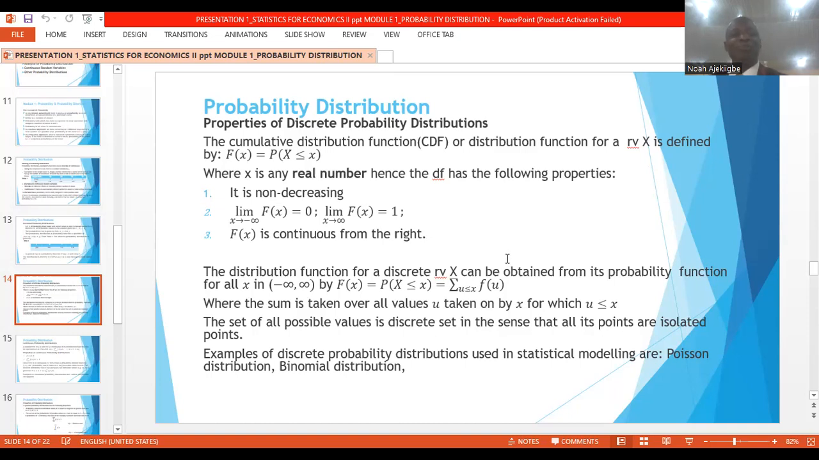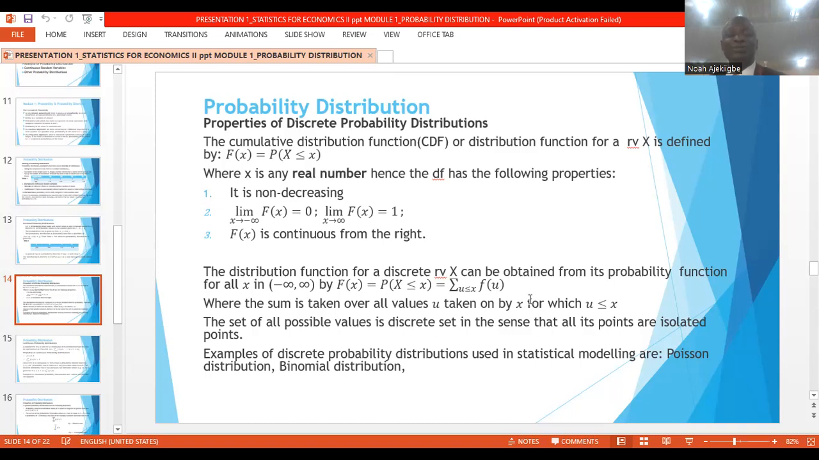I'll give you an example of this in the course of the study, in the sense that probability cannot be negative. So where x is any real number, the distribution function has the properties that we have mentioned. X is a real number, and can be an integer, for instance. Now, the distribution function for a discrete random variable x can be obtained from its probability function for all x between minus infinity and plus infinity.